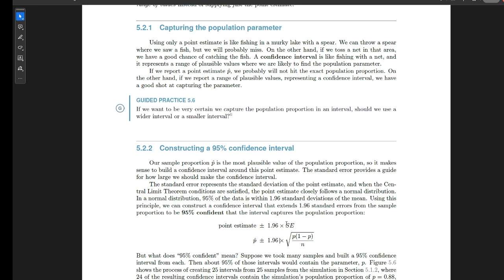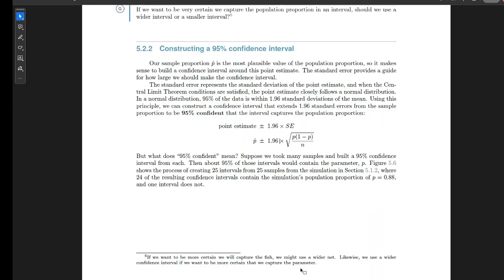And then we have this thing called the standard error, which is the square root of p times 1 minus p over n. So basically what you do, you take the standard error, you multiply it by 1.96, and that gives you how far you're going to go up from your p-hat and how far you're going to go down, and it creates an interval.